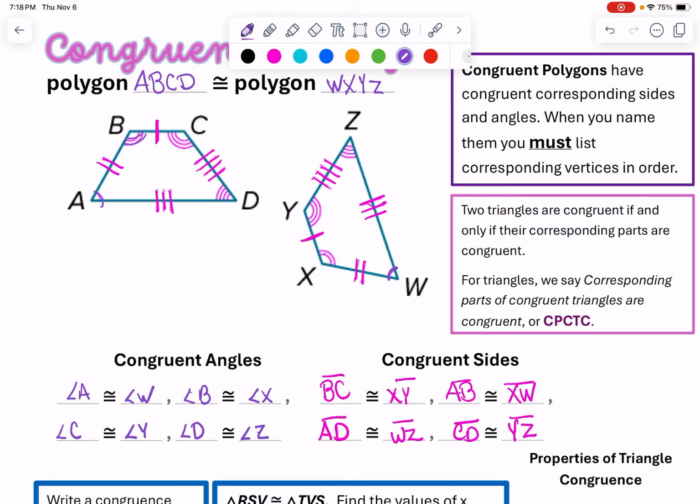Two triangles are considered congruent if and only if their corresponding parts are congruent. That's a biconditional. If two triangles are congruent, then their corresponding parts are congruent. And if two triangles have corresponding parts that are congruent, then the triangles themselves are congruent. For triangles, we say that corresponding parts of congruent triangles are congruent, and it can be abbreviated as CPCTC. Likewise, we could just simply say that if we have congruent triangles, then we have congruent parts.